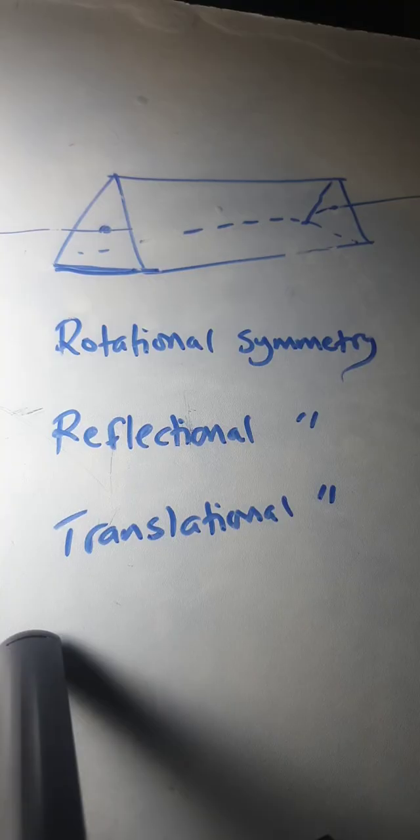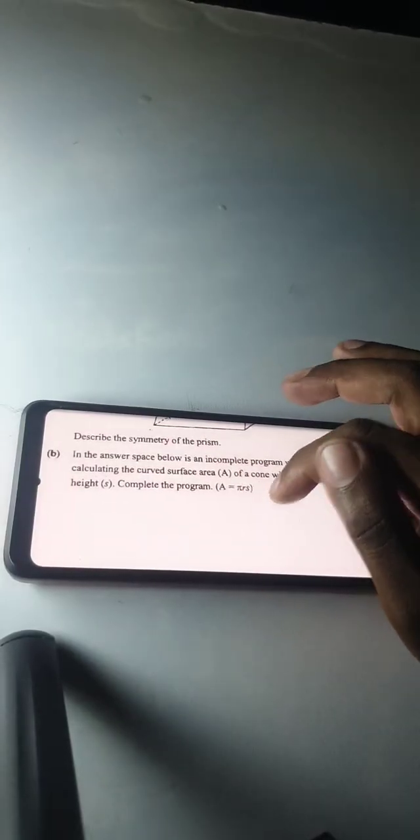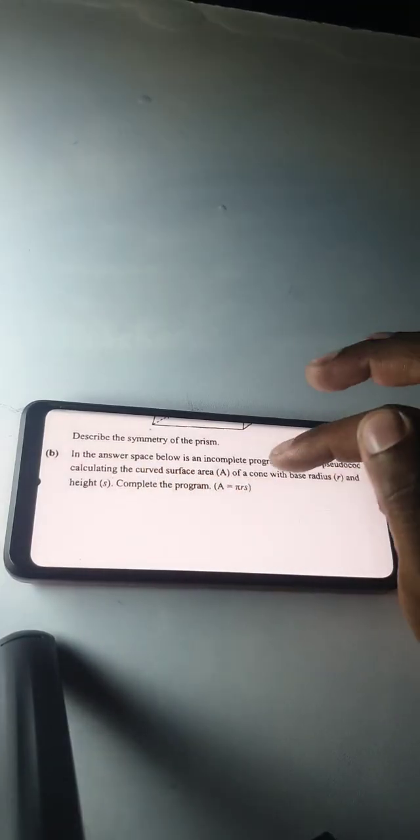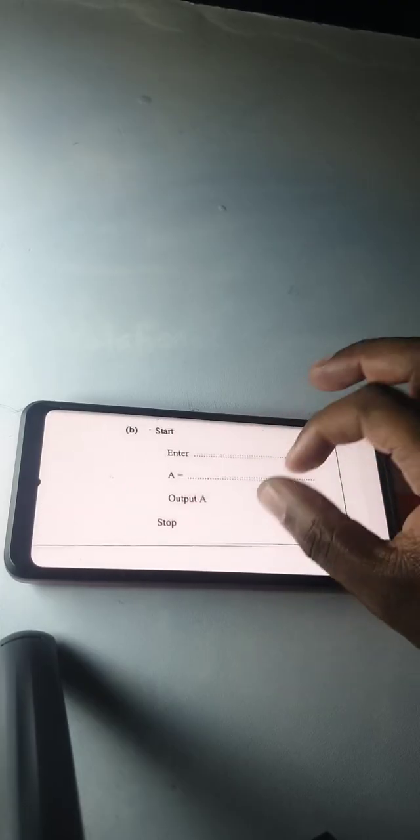Okay, let's go to B. B is saying, in the answer space below is an incomplete program written in pseudocode for calculating the curved surface area of a cone with base radius R and slant height S. Complete the program. So the program is here.